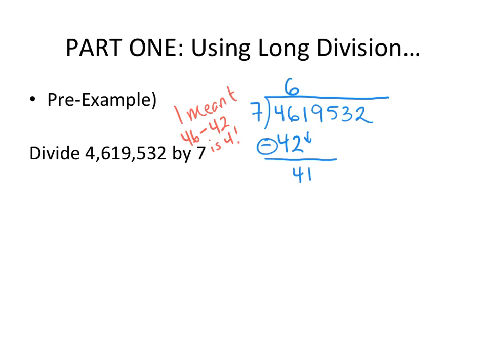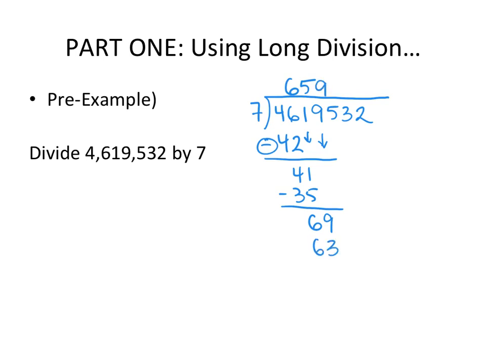You might think this is silly, but you're going to have to really have a good understanding of this process in order to get how to do long division. And so then I repeat the process. 7 goes into 41. How many times evenly? That would be 5, which gives me 35. Again, I subtract, which is 6, and bring down the next number, which is 9. 7 goes into 69 9 times. 9 times 7 is 63. Subtract, and you get 6.